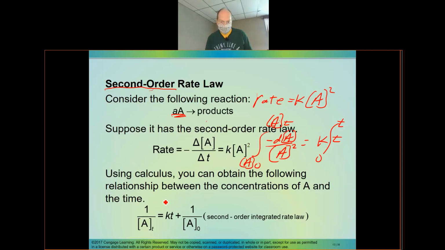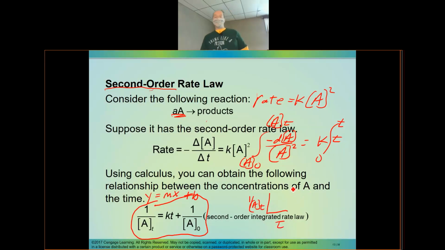And the second order integrated rate law is right here in the form of y is equal to mx plus b. So if you're going to graph a second order, you have on your y-axis 1 over A at time t, and you have time on your x-axis. Now here k is positive, you have a positive slope, and so your slope is equal to your rate constant k, and your y-intercept is equal to 1 over your concentration of A initial.